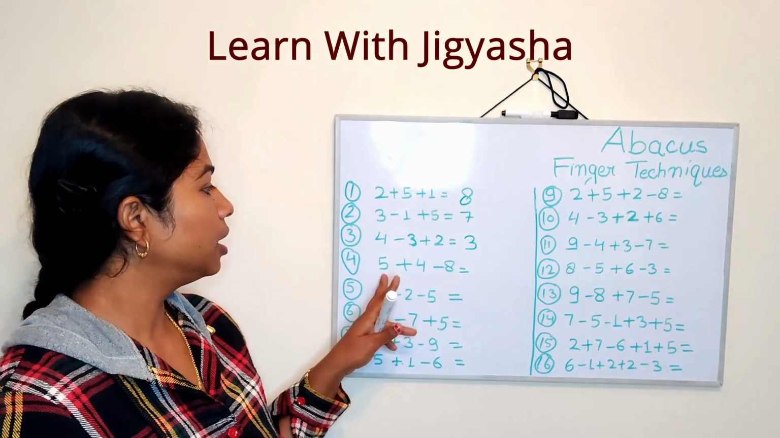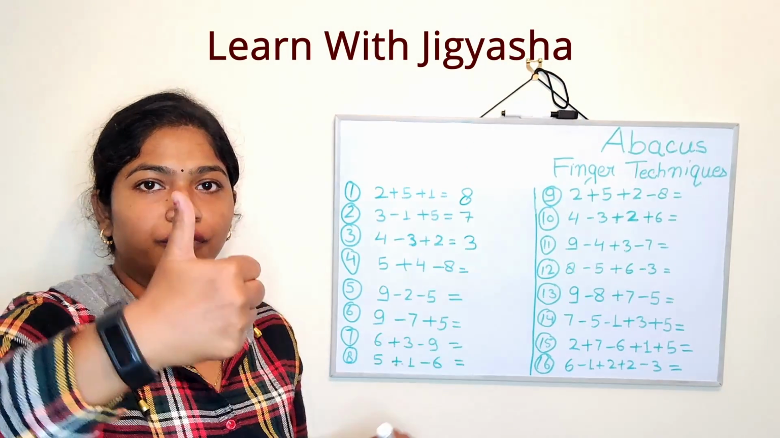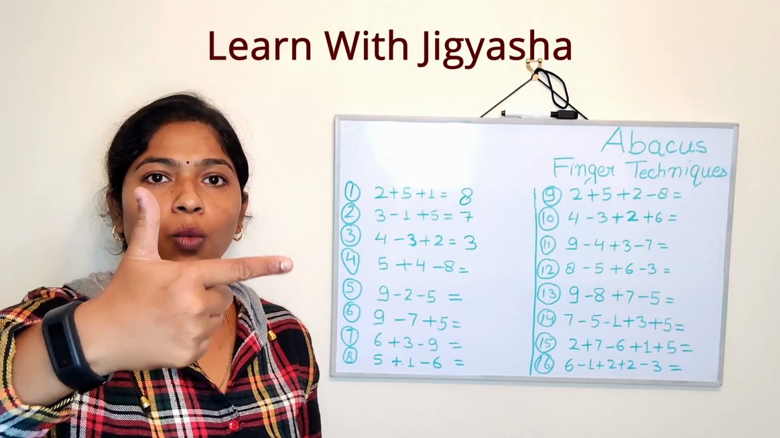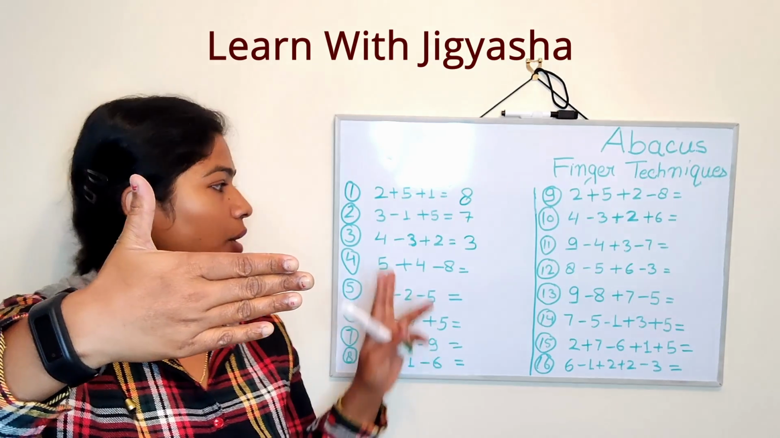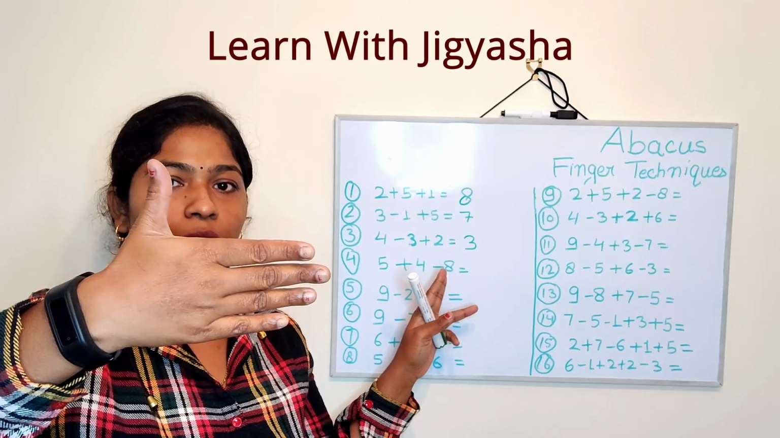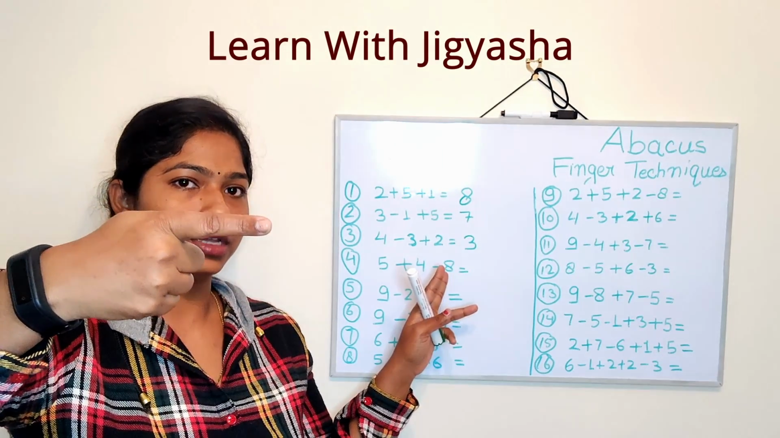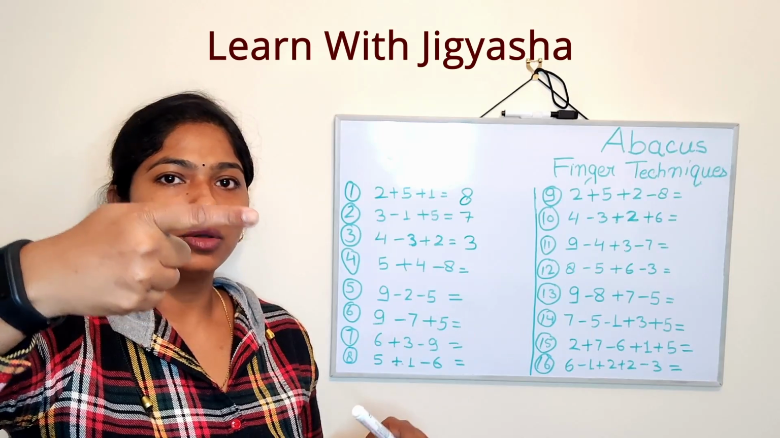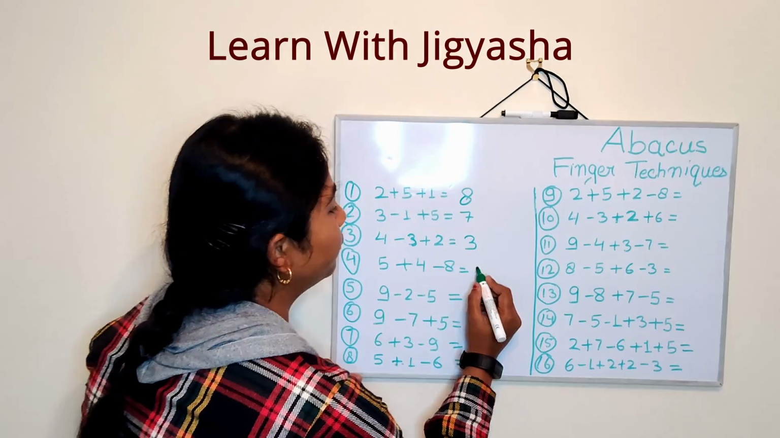Next question. 5 plus 4 minus 8. Okay? So 5 plus 4. 1, 2, 3, 4. Okay? Now minus 8. For subtracting 8, what will we do? 5, 6, 7, 8. We will close these 3 fingers. Okay. So, what will remain? Only 1. So, what will be the answer? 1. So, I will write 1 here.